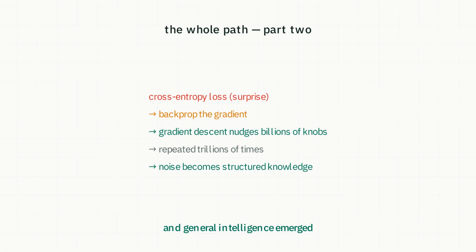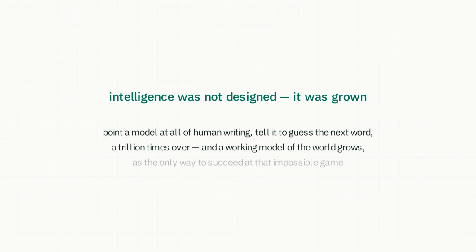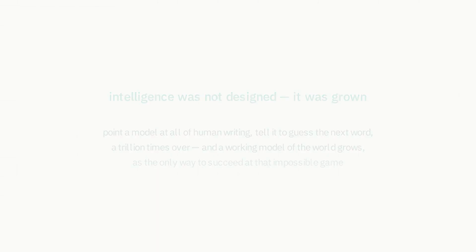And out of that single, simple objective, general intelligence emerged. And here is the one idea to carry away from all of it. Intelligence, at least this kind of it, was not designed. It was grown automatically from prediction and scale. Nobody wrote the knowledge down. The model was pointed at the sum of human writing, told to guess the next word, a billion times over, and it grew a compressed, working model of the world as the only way to succeed at that impossible game. That is a genuinely profound thing to have discovered about the nature of learning itself.